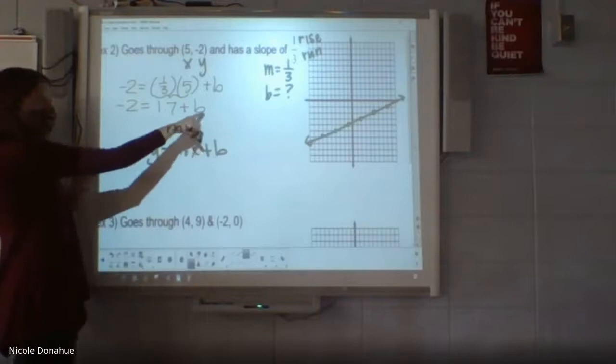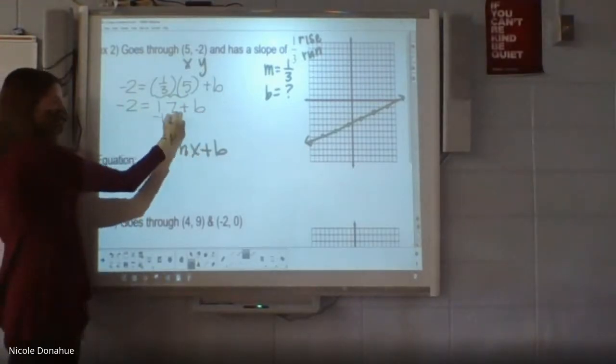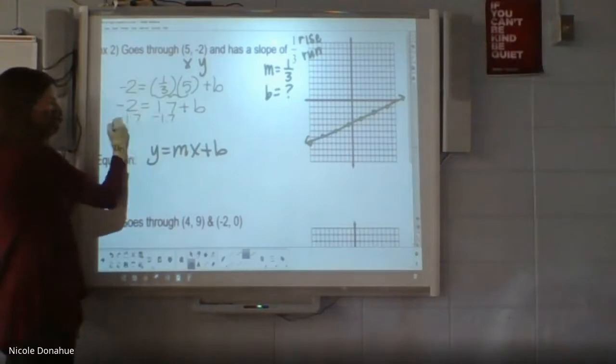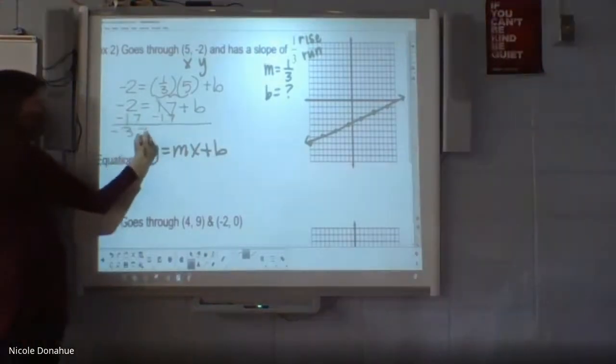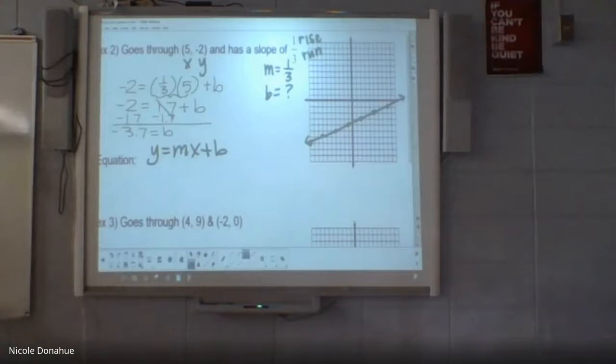And I want to get b alone. So I'm just going to move this over to the other side. b is -3.7. And if you look at our graph, that kind of makes sense. I said it was a little past -3. Looks like it's a little closer to -4. That seems reasonable, as long as we graphed it well.